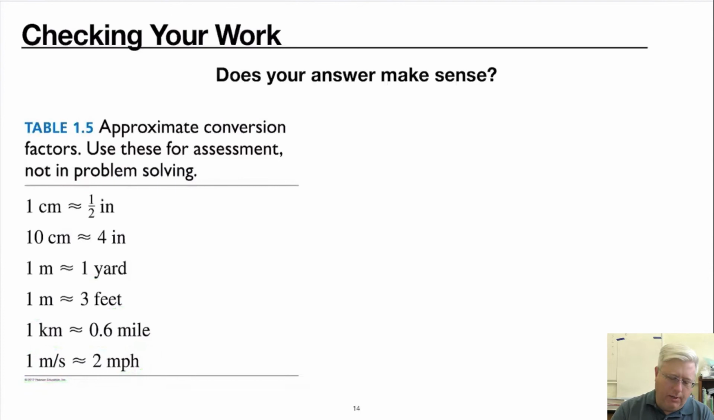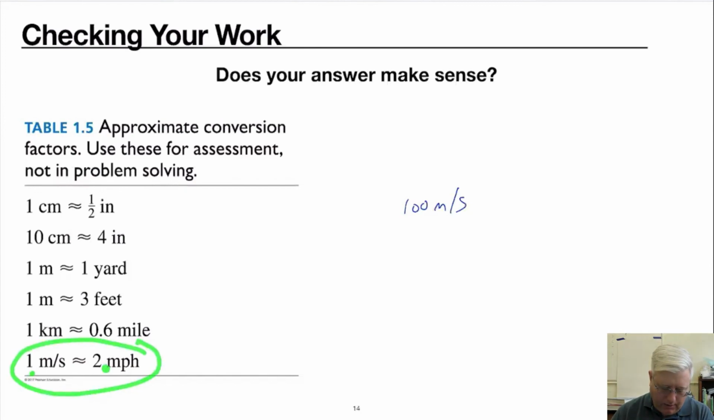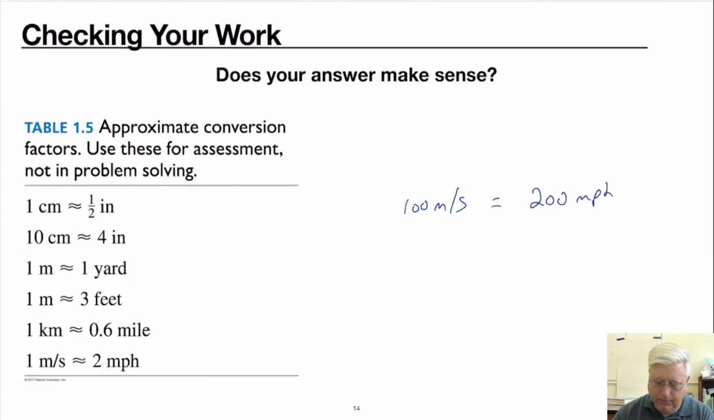So you might think to yourself, okay, maybe you're doing a calculation, you're calculating the average speed of a car, and what if you get 100 meters per second? You can quickly look and say, well, the miles per hour is about twice as much. So it'd be about 200 miles per hour. Okay. You might want to think about, well, this is a car.